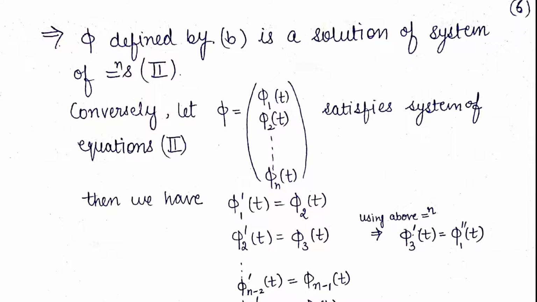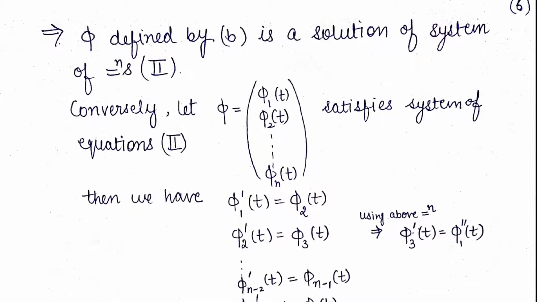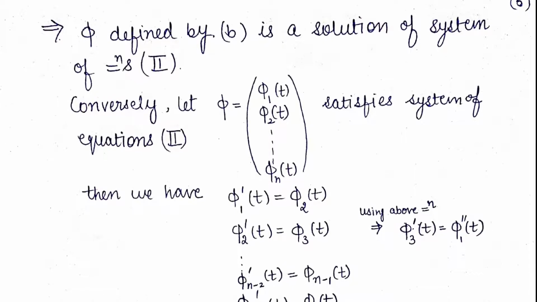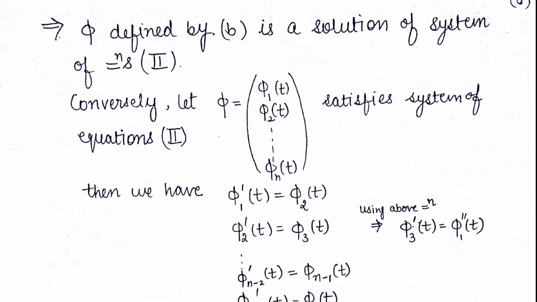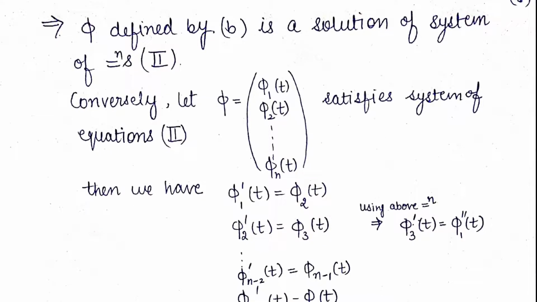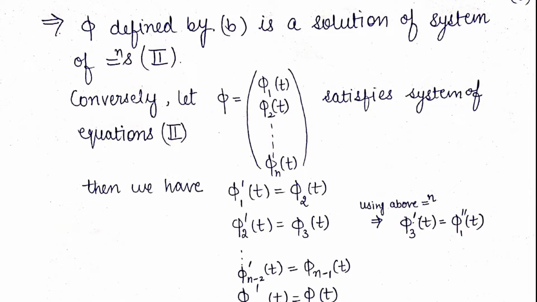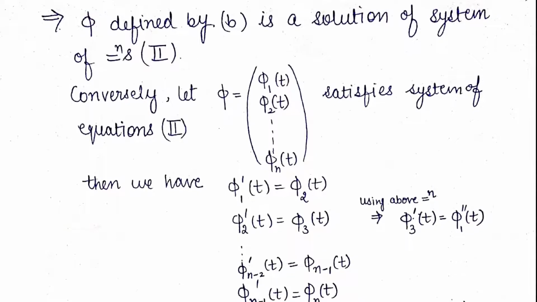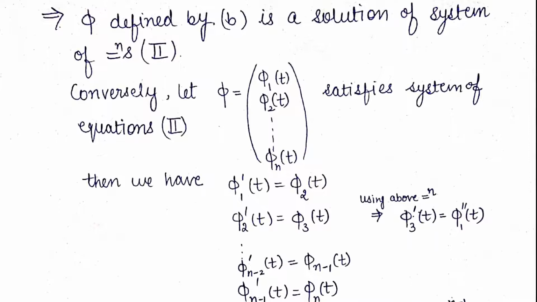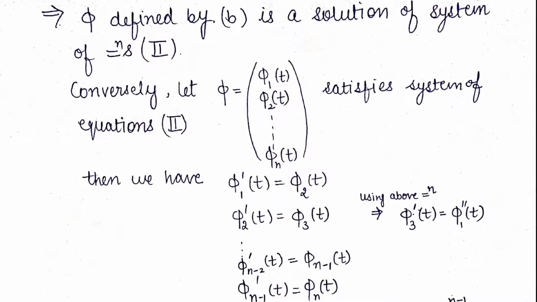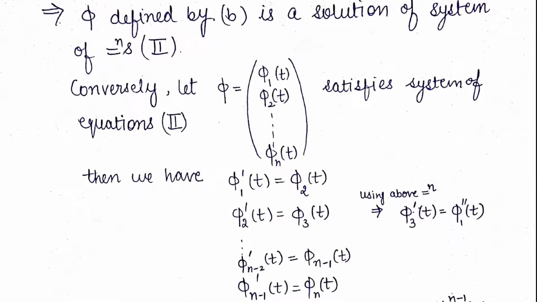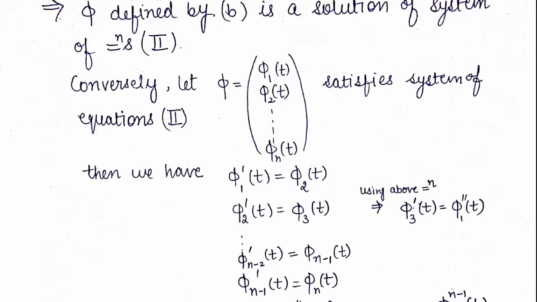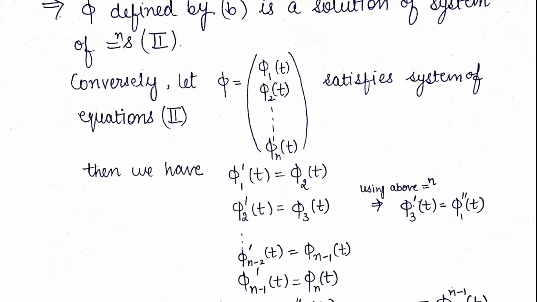which we wanted to prove. And now for the converse part, we take phi equal to (phi_1, phi_2, ..., phi_n) to be a solution of the system of equations 2. And here we want to prove that its first component, namely phi_1(t), is a solution of equation 1. Now since phi is a solution of the system of equations 2, we have phi_1'(t) is equal to phi_2(t), phi_2'(t) is equal to phi_3(t), and so on up to phi_{n-1}'(t) is equal to phi_n(t).